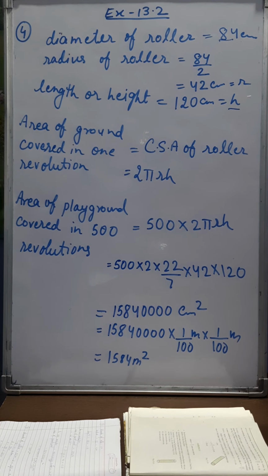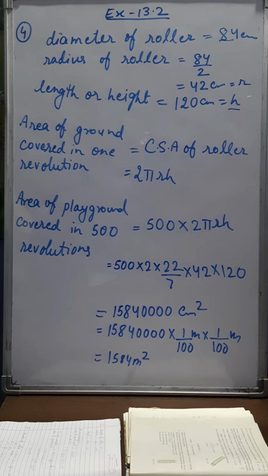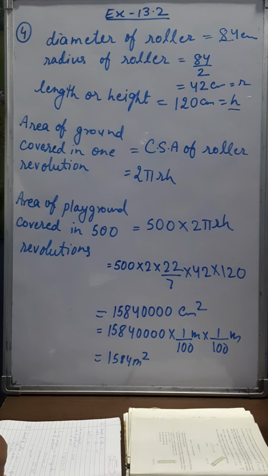Good morning students. Last day we discussed the concept of cylinder and 3 questions of exercise 13.2. Today we have to start question number 4, which says that the diameter of a roller is 84 cm and its length is 120 cm. It takes 500 complete revolutions to move once over to level a playground. The question is to find the area of the playground in meters square.